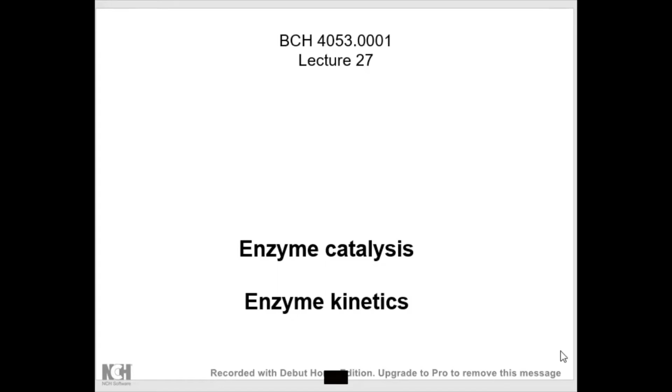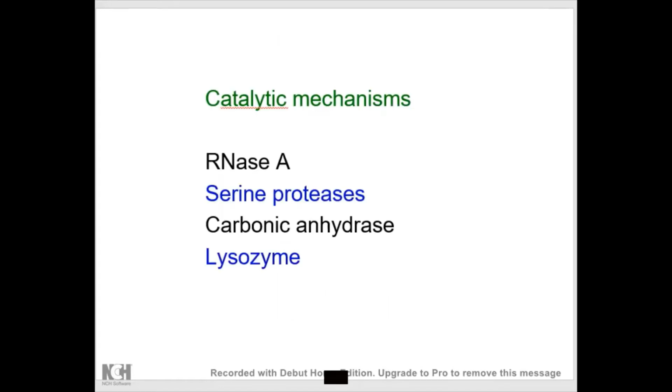We'll continue talking about enzyme catalysis, and here on this slide you see a list of 4 catalytic mechanisms that we need to study in this course: RNase A, serine proteases, and carbonic anhydrases. These 3 mechanisms we already covered in this course, and today we are going to talk about the catalytic mechanism for lysozyme.